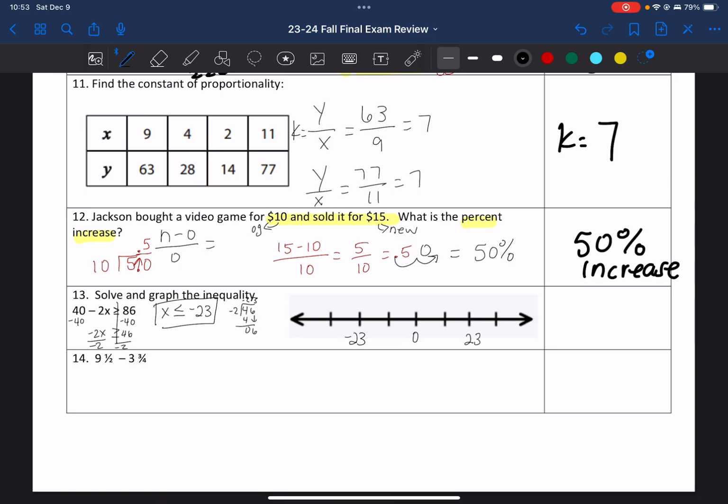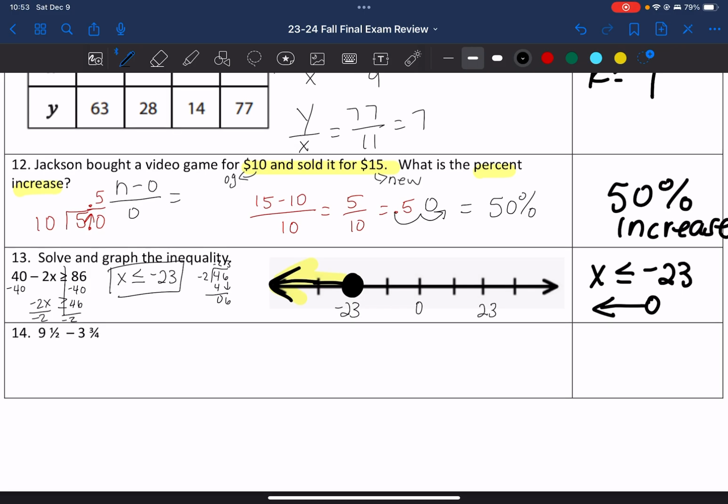Now, let's go ahead and place ours. It's going to be a closed circle at -23, and we are going to shade to the left, okay? All right, so here I'm just going to write x is less than or equal to -23, and this way, okay? All right, let's do number 14.